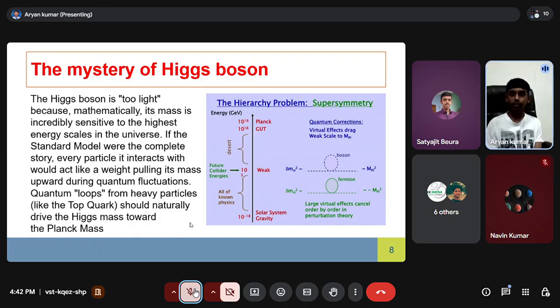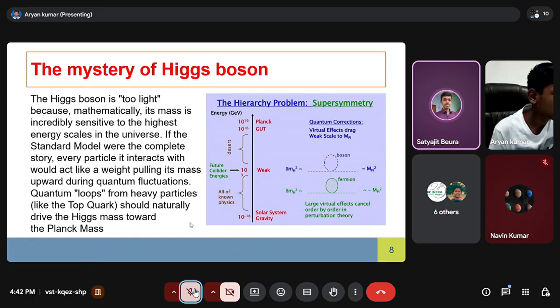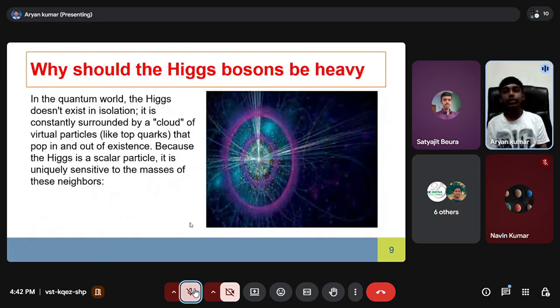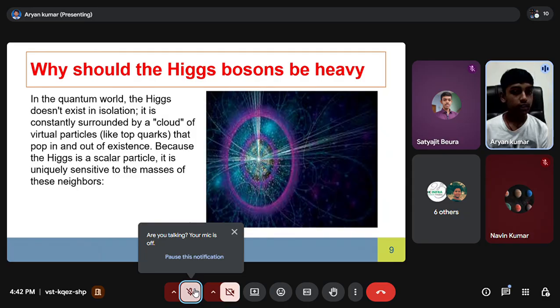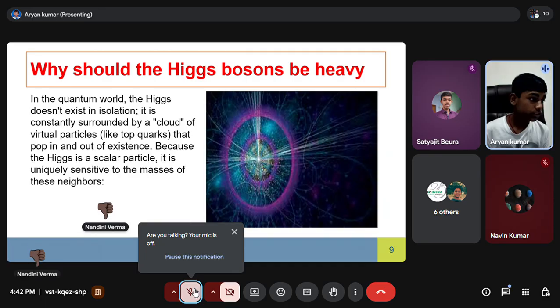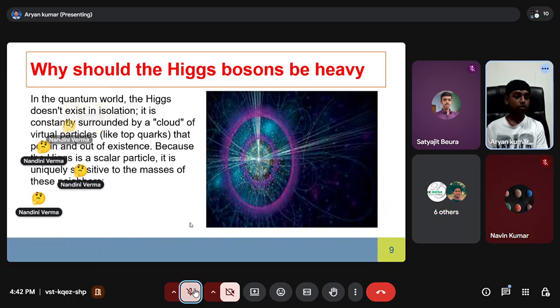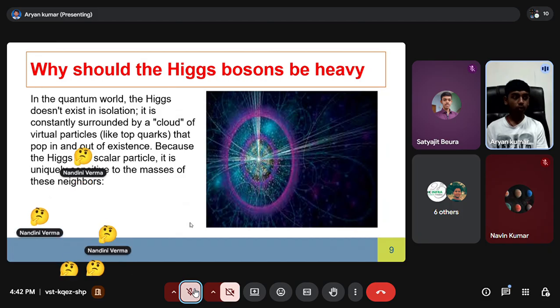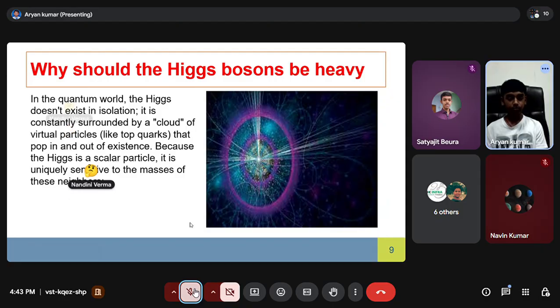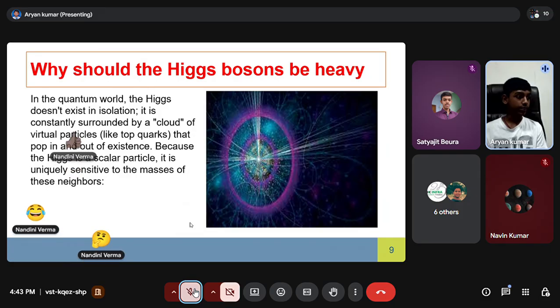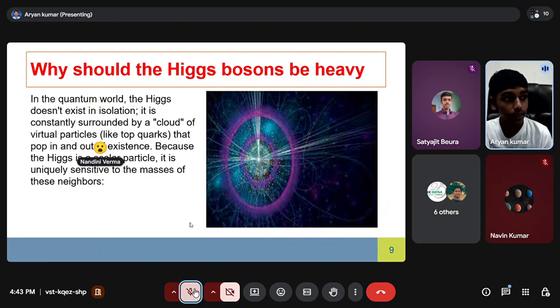Okay. So, Satyajit, did you get this hierarchy problem and why this Higgs boson should be heavier, but is not? Yes, I did get that. Why should the Higgs boson be heavy? In the quantum world, the Higgs boson does not exist in isolation. It is constantly surrounded by a cloud of virtual particles like top quarks that pop in and out of existence, because the Higgs is a scalar field, a scalar particle, which means it has no spin and it is uniquely sensitive to the masses of these neighbors. So if it interacts with a top quark, the top quark would give it some mathematical weight. That is why they are supposed to be heavy.